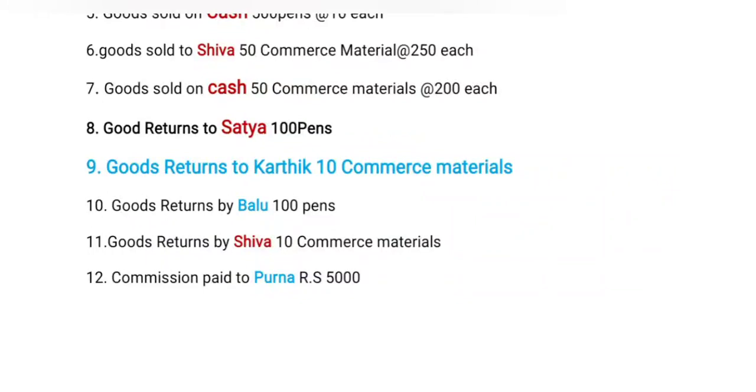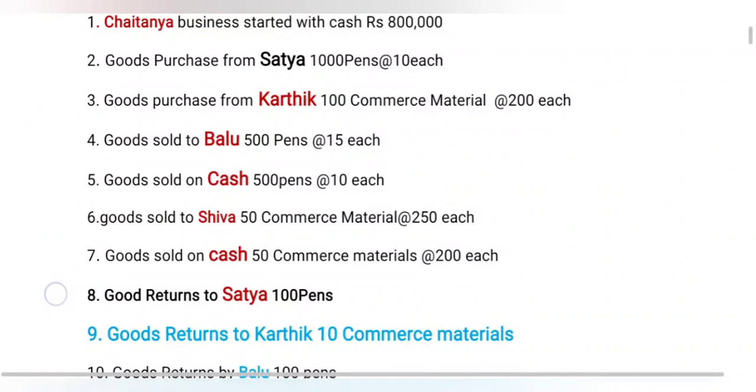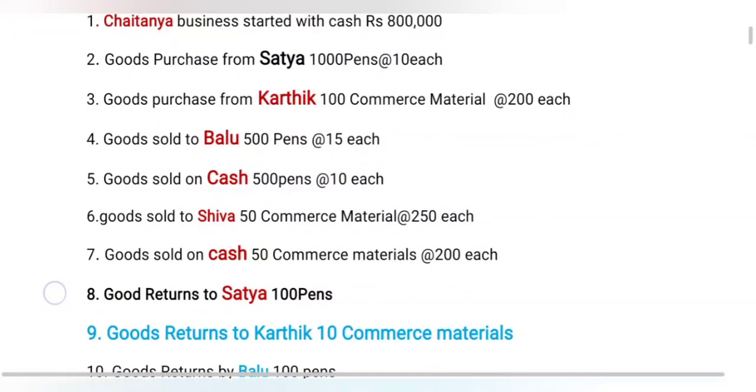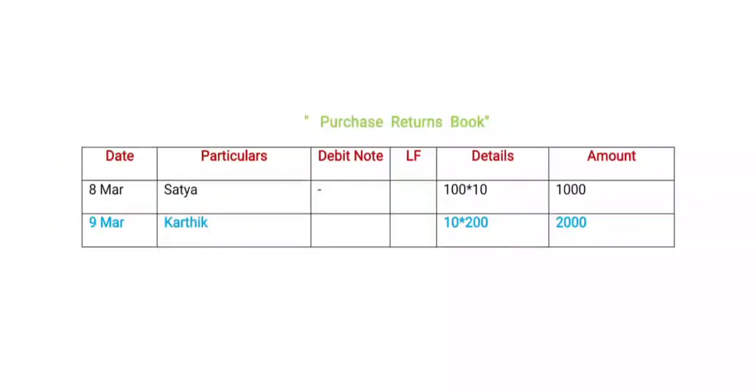On 9th March, goods returned to Karthik, 10 commerce materials. Here first we identify whether the goods return is related to purchase returns or sales returns. Here Karthik is related to purchase. Why? Because on 3rd March goods were purchased from Karthik. Now we are going to the purchase returns book. Coming to the date column, 9th March, Karthik is the supplier. Now we go to details, 10 into 200 rupees, it's 2,000. Why? Because the purchase-time price is applied to the purchase return.